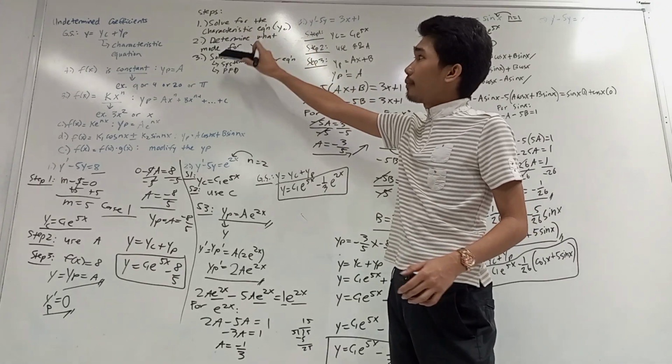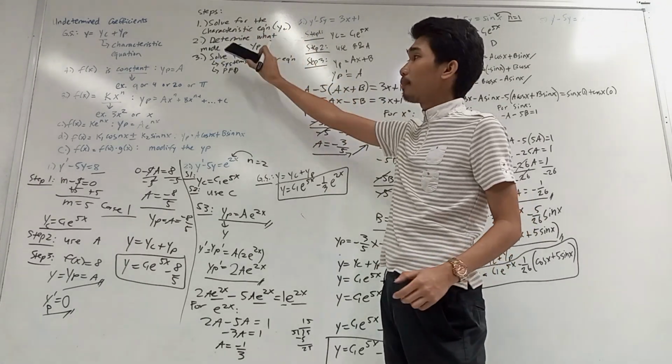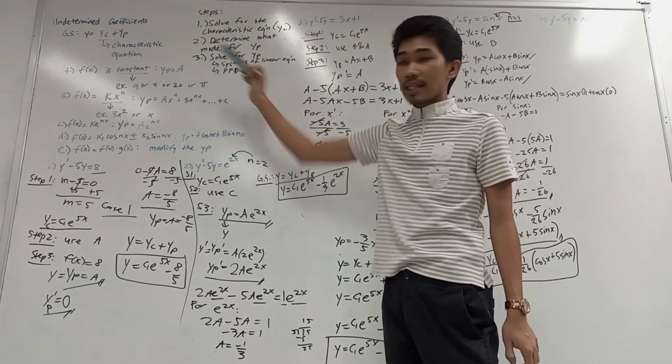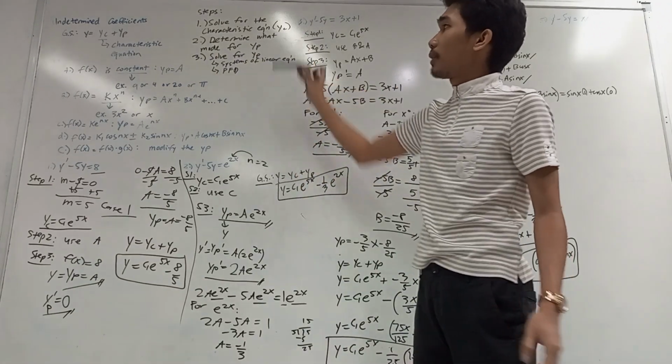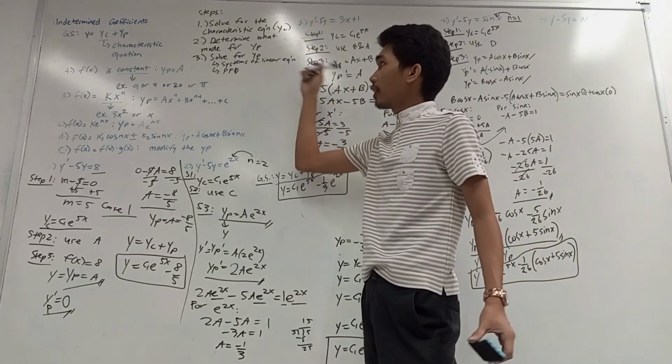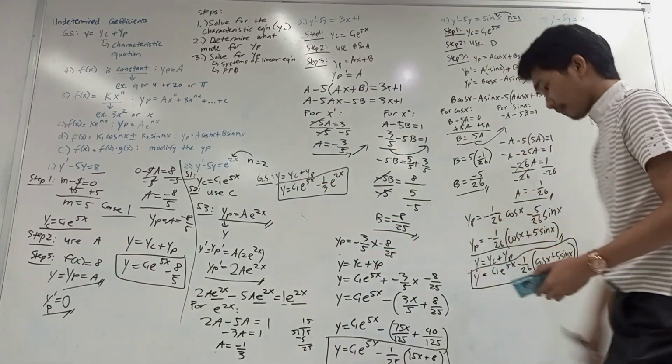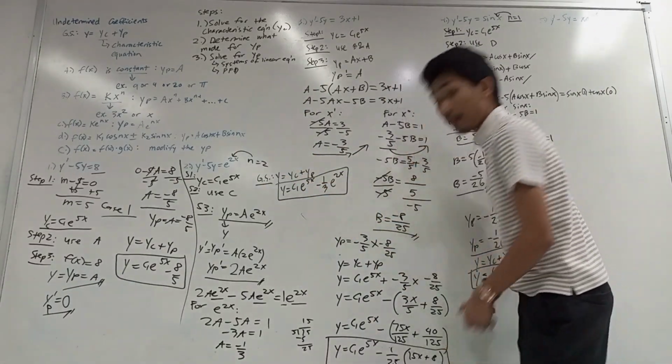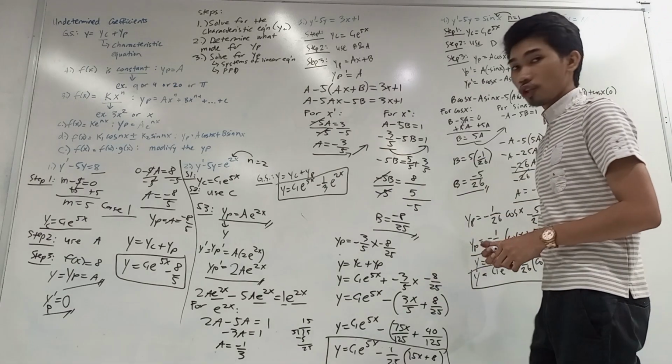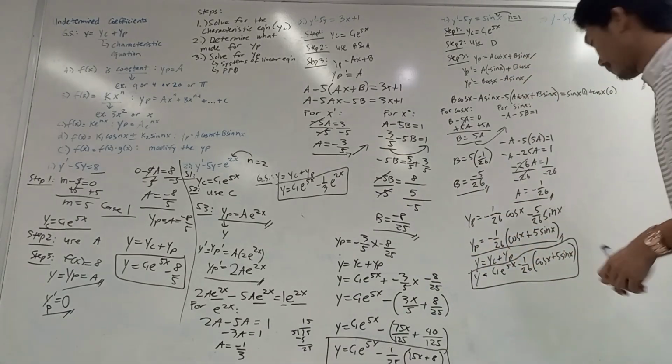Step 2 is determine kung ano yung mode ng YP na gagamitin. Ang last is solve for YP. So, pwede siya systems of linear equation and other simplification techniques para mahanap natin yung unknowns natin.